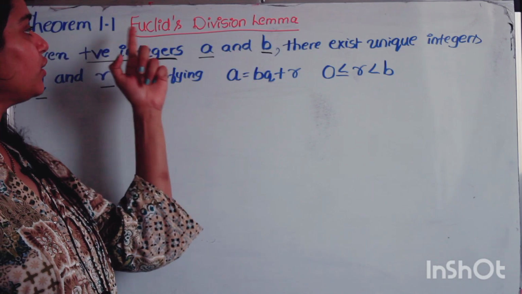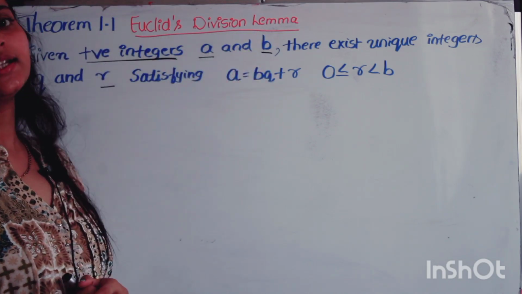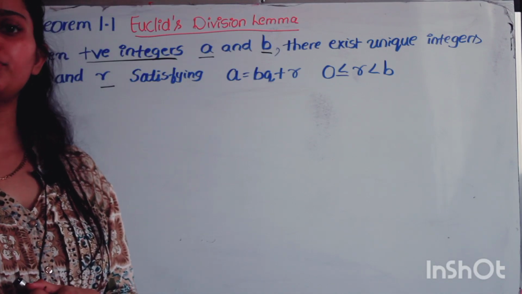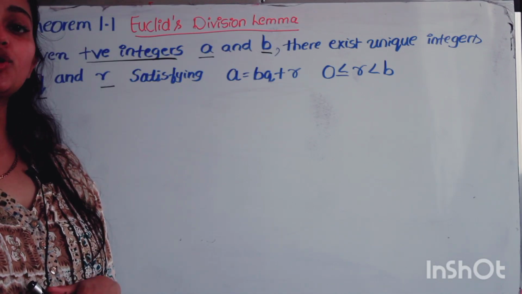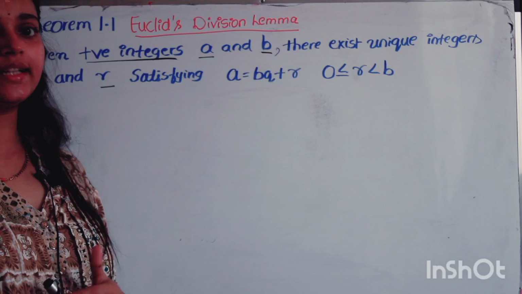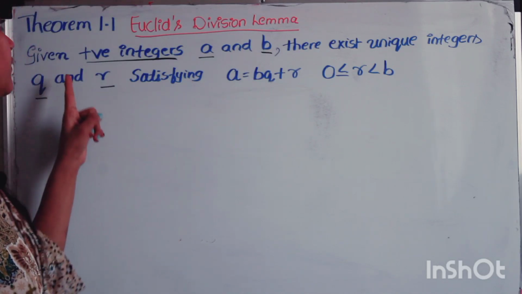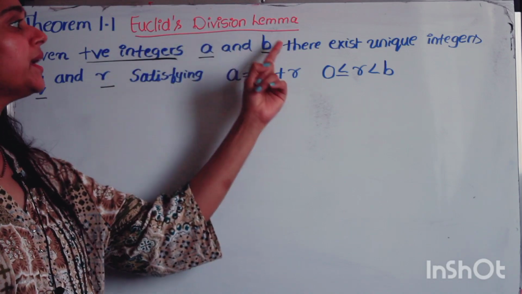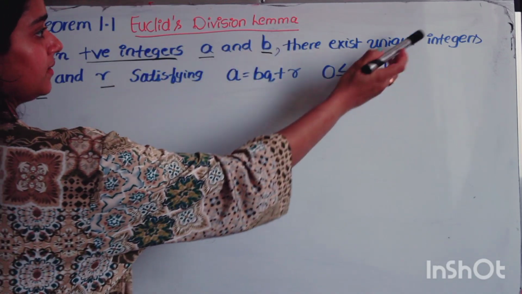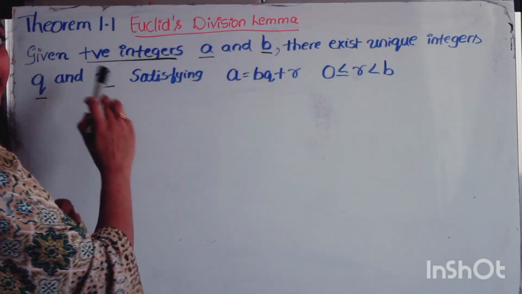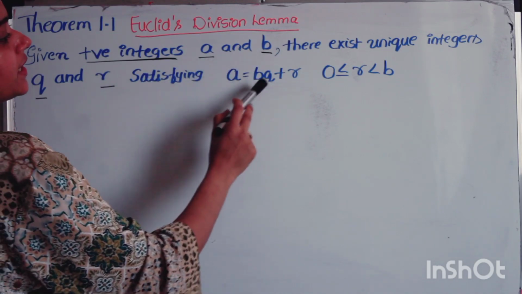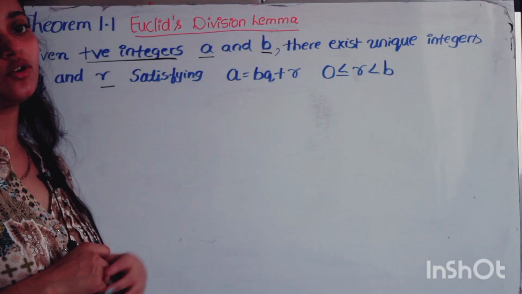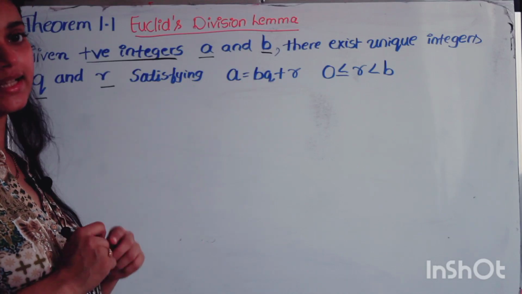Theorem 1.1, Euclid's division lemma. Euclid's division lemma is applicable to find the HCF, and it is based on divisibility. Given any 2 positive integers a and b, there exist unique integers q and r satisfying a = bq + r, where r is greater than or equal to 0 but less than b.